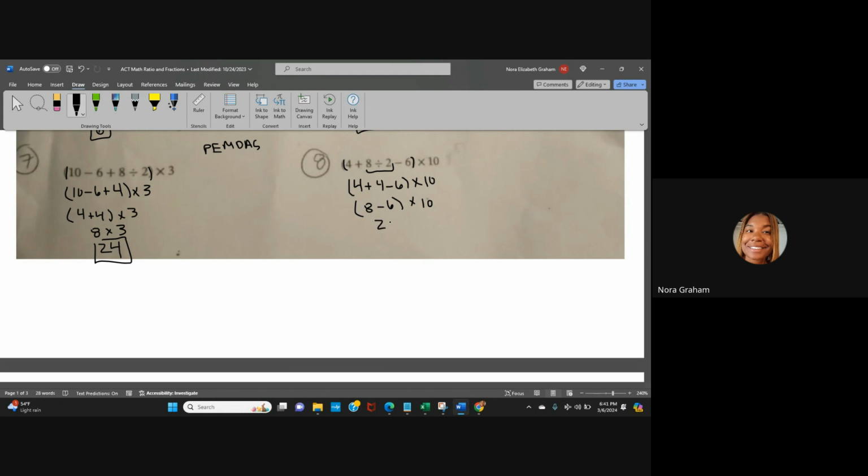Now I have a single digit. I can take my parentheses away and now deal with this multiplication. 2 times 10 is going to give me 20. Okay. All right. I think we only have 2 more to go.